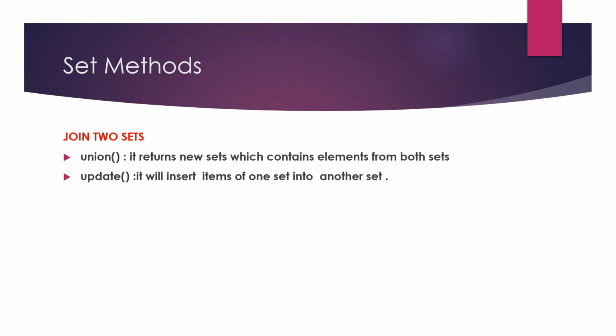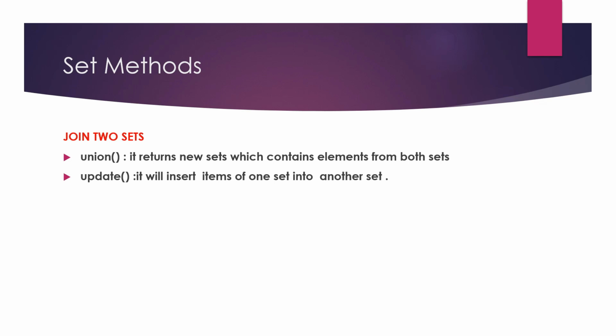Next, if I want to join two sets, we have union method and update method. Union method will return new set which will contain elements present in both sets. Say I have set 1, in that elements are 1, 2 and set 2 has elements 2, 3. New set will have elements 1, 2, 3. Though 2 is present in both set 1 and set 2, in new set it will not be present two times because we know set will have unique elements, it will not allow duplicate. So it will eliminate duplicate and it will put value only one time.